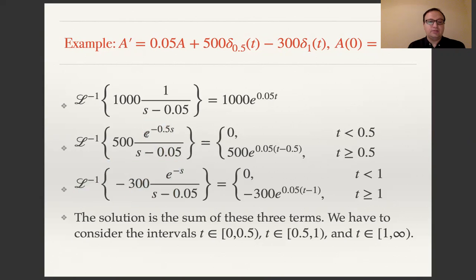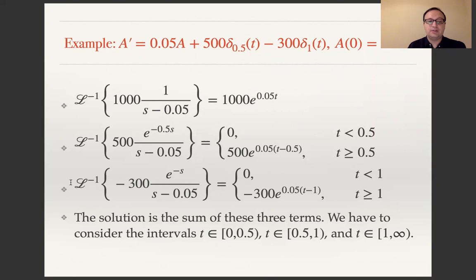So this e to the minus 0.5 S factor in the numerator has the effect of shifting the answer, of translating the answer by 0.5. So you get 0 when t is less than 0.5, and 500 times e to the 0.05 times t minus 0.5 when t is greater than or equal to 0.5.